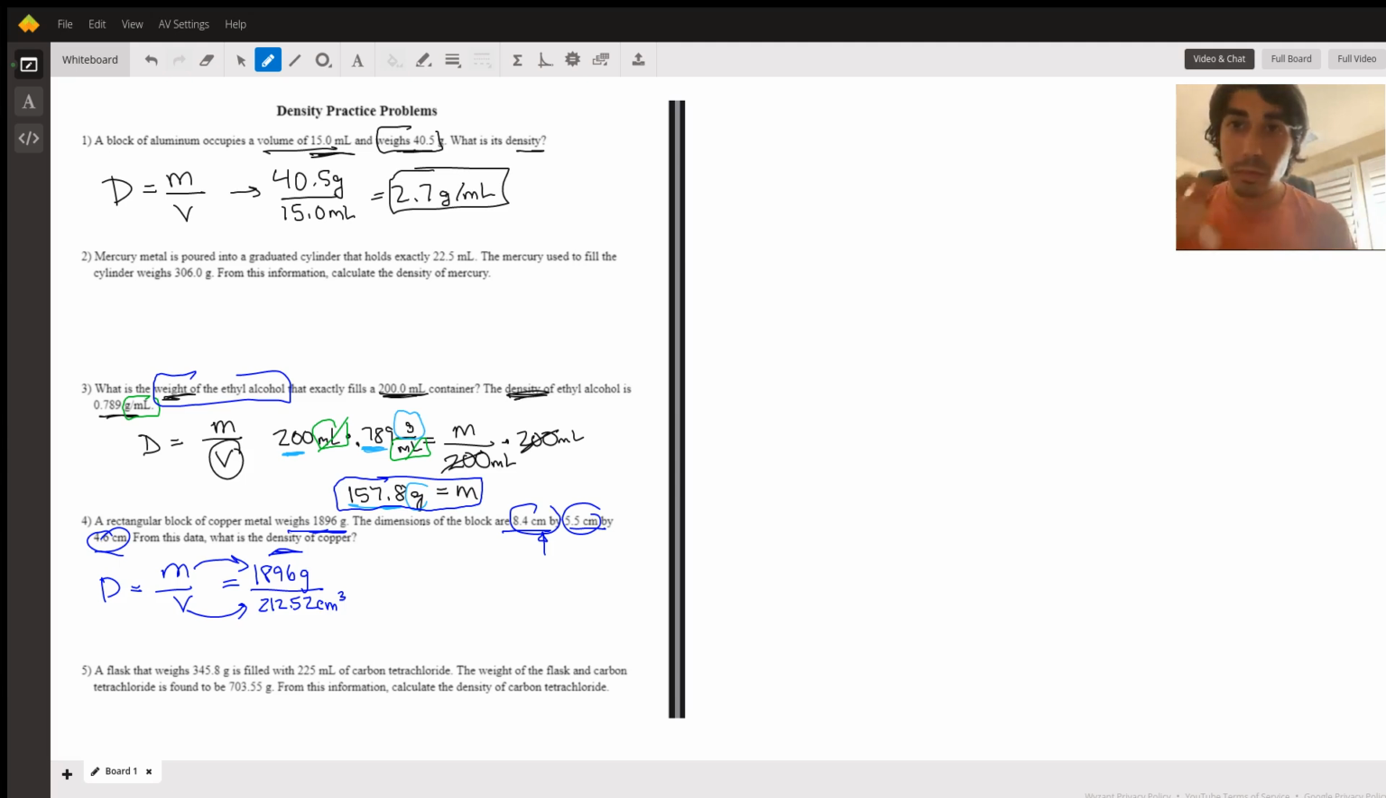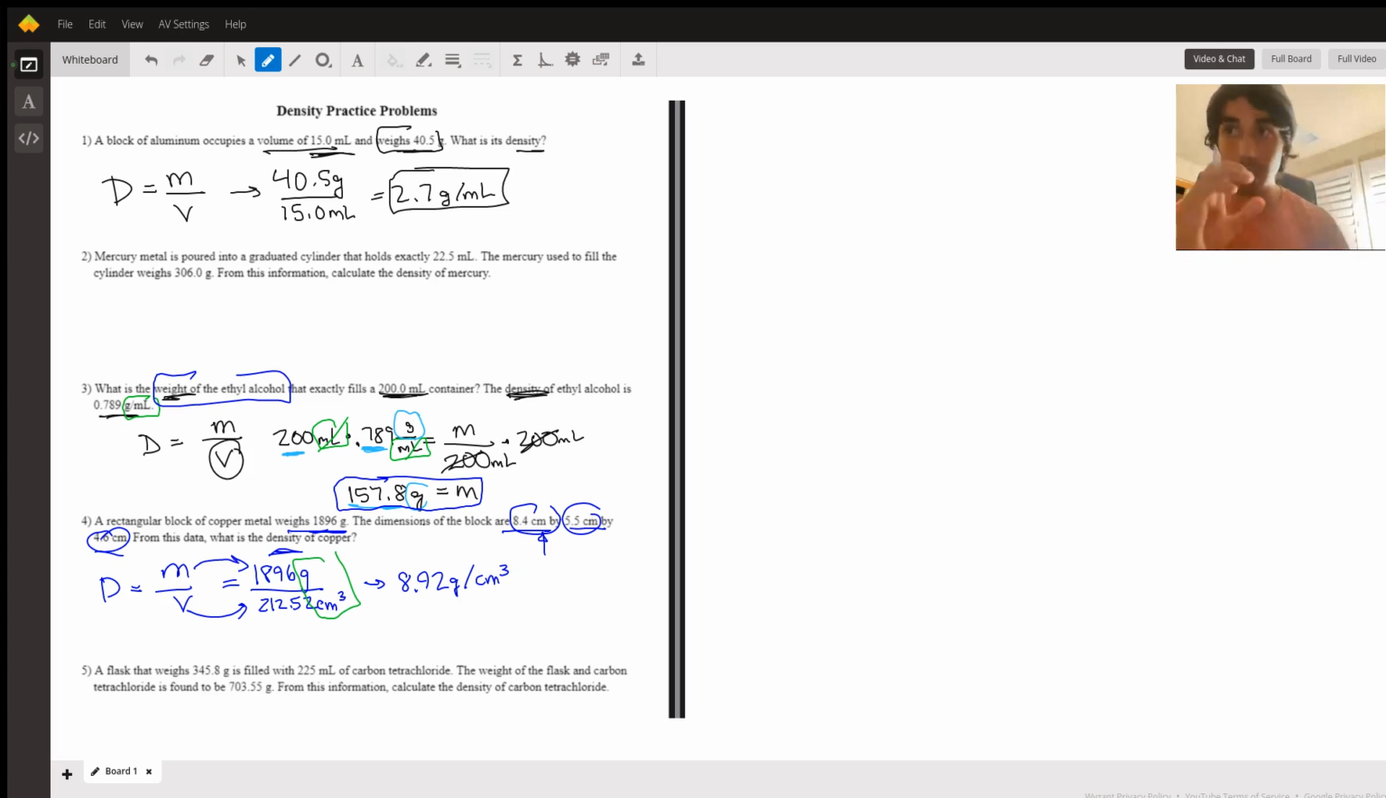So that density that we're interested in, we got to do that division. So it'd be 1896 divided by 212.52. And that gives us a density of 8.92 grams per cubic centimeter, right? Notice that we're keeping those units intact, right? The grams staying on top, the cubic centimeters on the bottom. There's nothing to cancel out the grams or the cubic centimeters. So that's going to stay where it is.